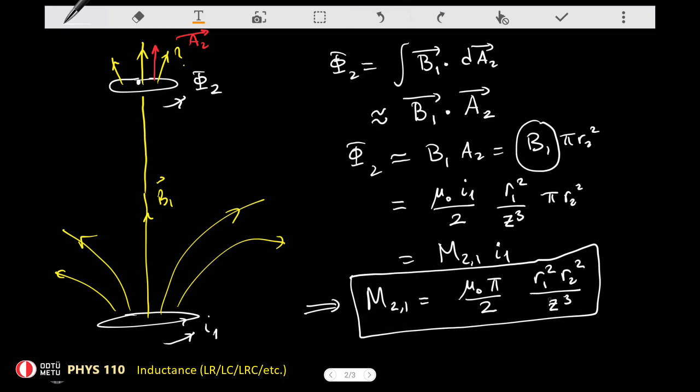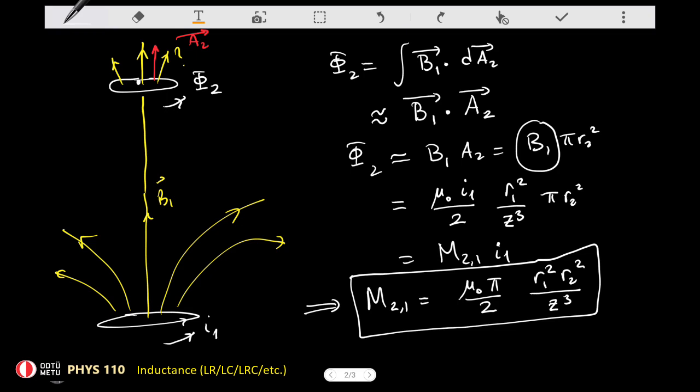It depends on the distance between these circuits. And of course, it's inversely proportional to the cube of that distance. That means that if the circuits are far away, of course, the interaction is weaker. That's quite reasonable. The mutual inductance depends also on the area of the circuits. It's actually proportional to the area of both circuits, so it's proportional to the product of the areas. You can think of it like that.